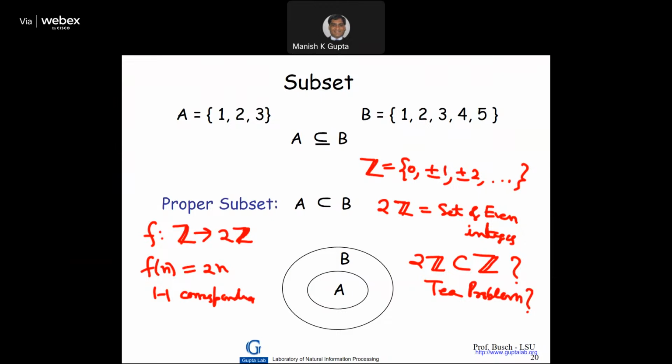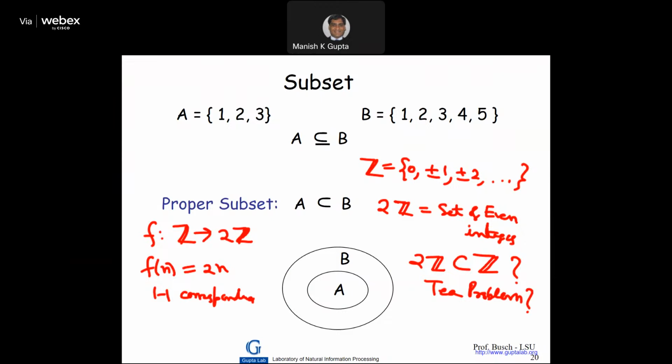Because 2Z looks like a proper subset, right? But since these are infinite things, the claim that if A is a subset of B then the number of elements in A is strictly less than the number of elements in B is true only for finite sets. And this is the infinite case, right? The things are different. Got the first punch of infinity, right? So this is what the infinity business is.